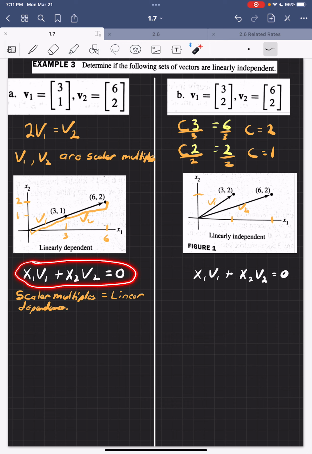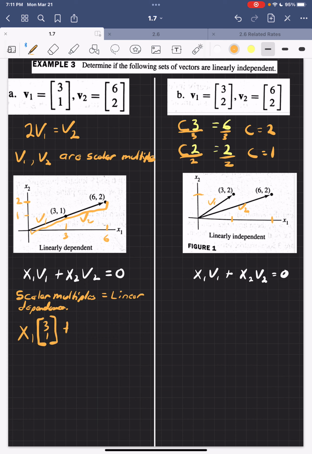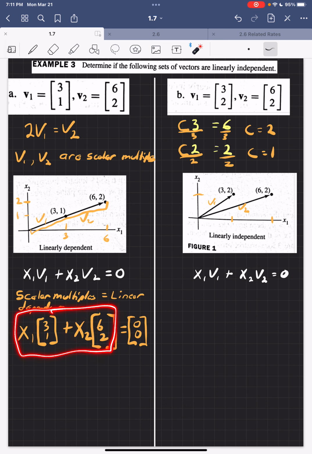setting these two vectors up as a vector equation. So what I'm going to do really quickly so you can see it is I'm going to plug v sub 1 here, and v sub 2 here. So that gives me x sub 1 times (3, 1) plus x sub 2 times (6, 2), and then I'm going to write 0 as the zero vector in the context of this problem. Now, the game that we would be playing is, what scalars could you use such that this linear combination is equal to 0?